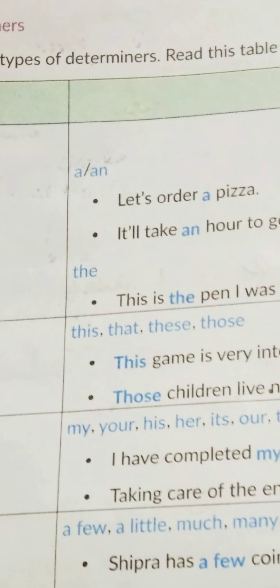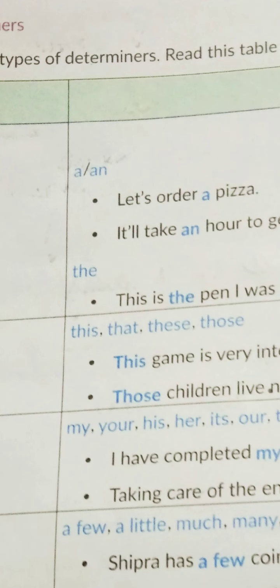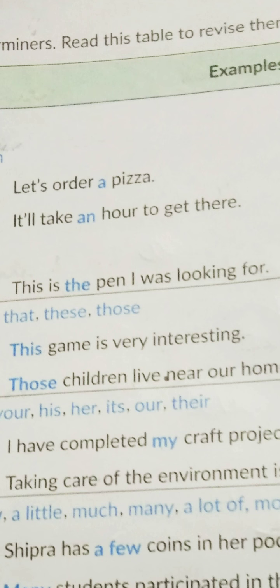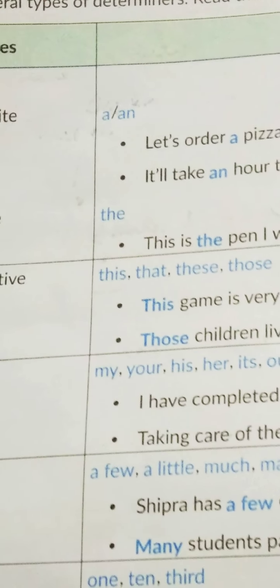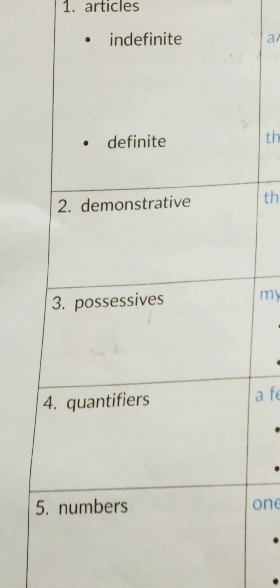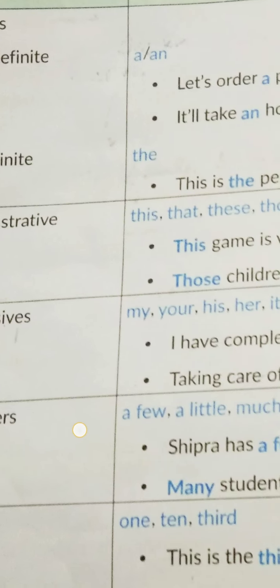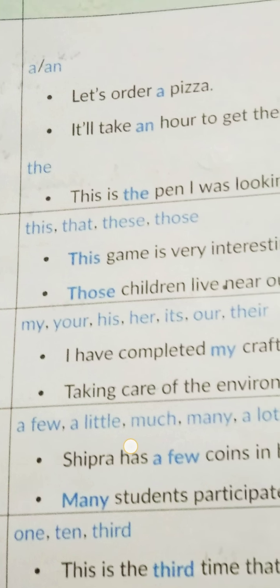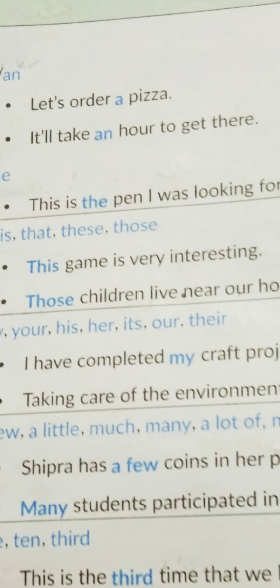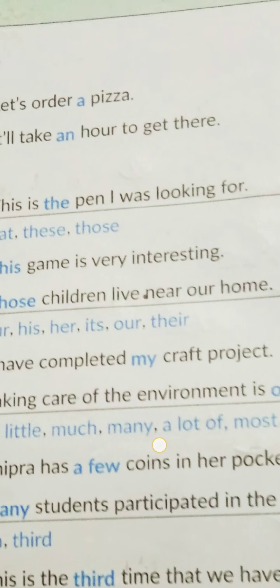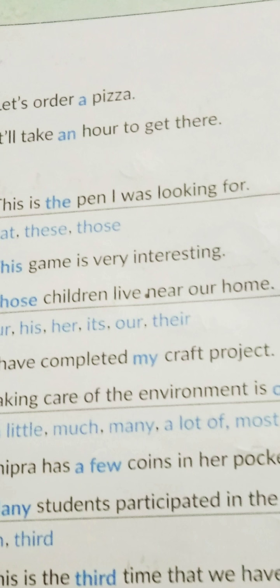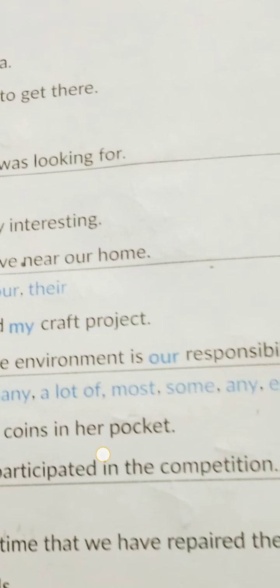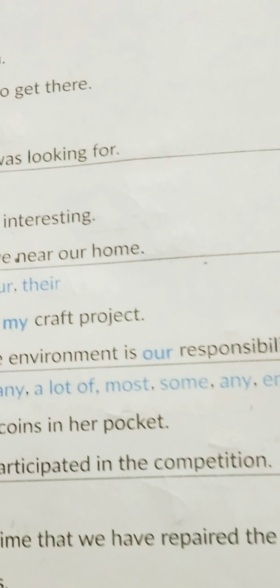Then we have demonstratives, the words like this, that, these, those. This game is very interesting. Those children live near our home. Then we have possessives, which show possession, belongingness, like my, your, his, her, its, our, their. I have completed my craft project. So my is emphasizing the possession, that it belongs to me. Taking care of the environment is our responsibility. Our responsibility means it is again showing the possession.